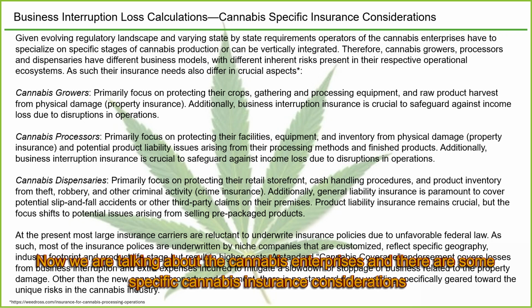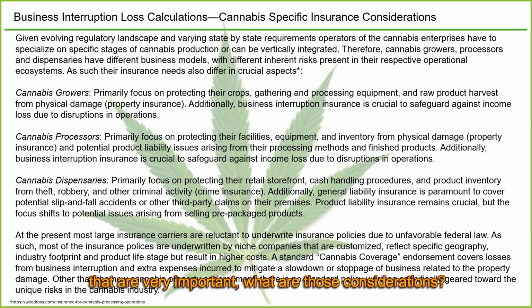Now, we are talking about the cannabis enterprises, right? I guess that's why everyone's here, otherwise you're in the wrong committee. And there are some specific cannabis insurance considerations that are very important. Now, what are those considerations? Well, obviously, given the different legal environment across different state lines, and given the different life cycle in the cannabis operations, there are specific considerations that operators need to be aware of when getting the business interruption insurance. So, for example, what are those specific risk factors that are present in the operational ecosystem of a cannabis operator?